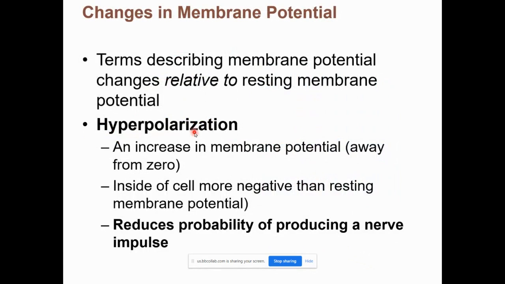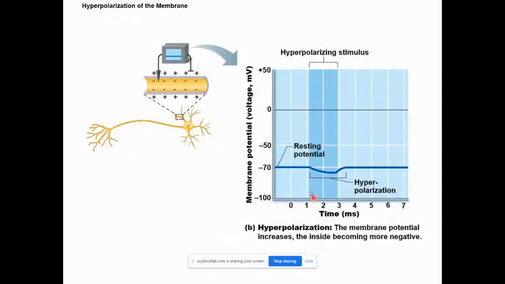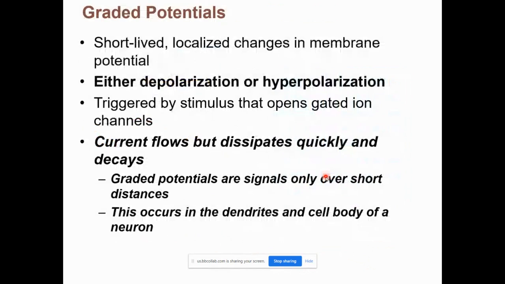If it's hyperpolarized, that's the opposite. So hyperpolarization reduces the probability of producing a nerve impulse because look, here's our -70 at rest, resting membrane potential, but now we got even more negative. So if it's more negative, we're further from the positive, or further from zero. So it's becoming more negative, therefore it's more difficult to produce an action potential. So that's just measuring on a dendrite right there.